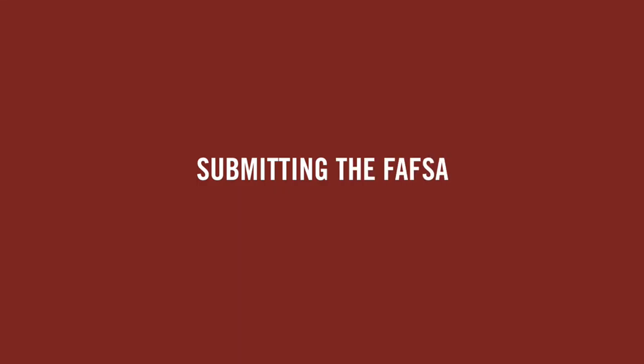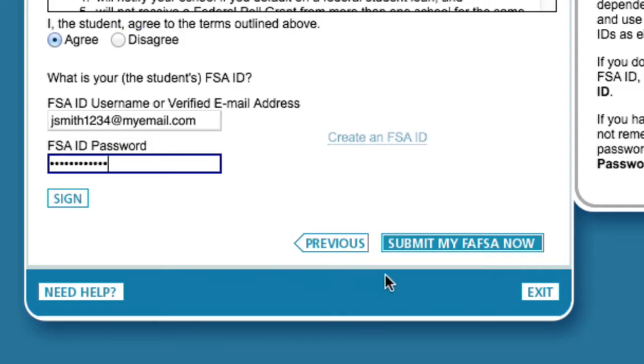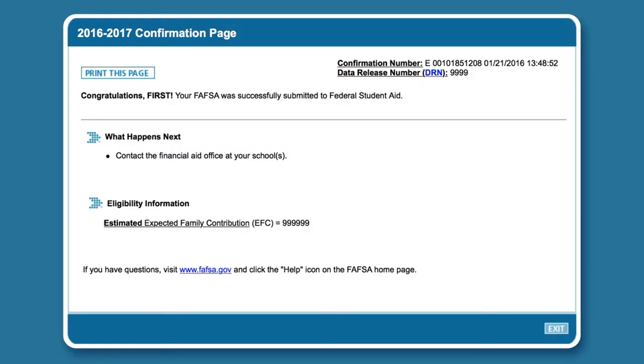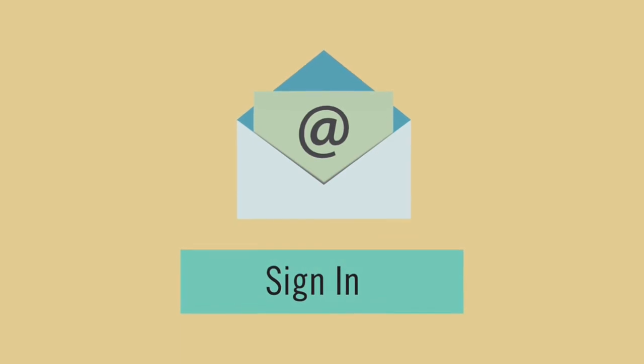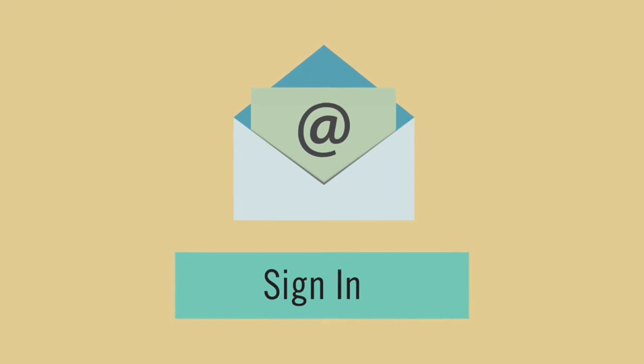Submitting the FAFSA. Once you and your child have signed the FAFSA using your own FSA IDs, submit it by clicking the blue Submit My FAFSA Now button at the bottom of the page. Your child's FAFSA is not submitted until you see the confirmation page. You may want to print the confirmation page for your records. Your child will receive a copy of the confirmation page by email if he or she provided an email address.